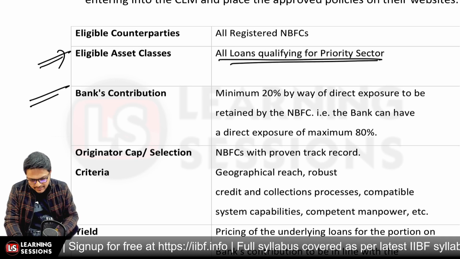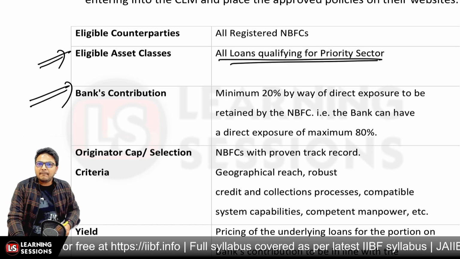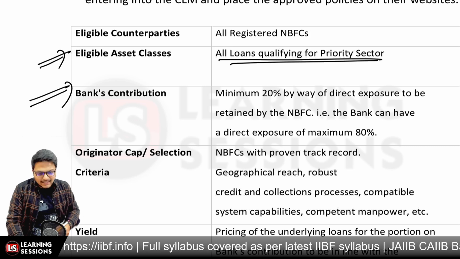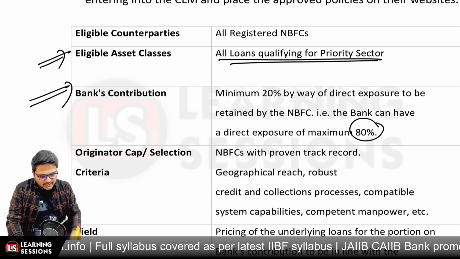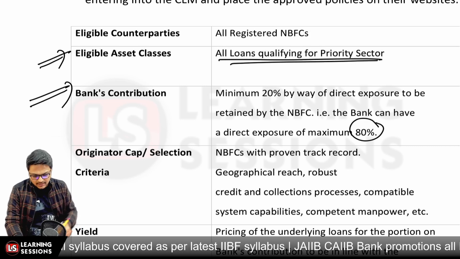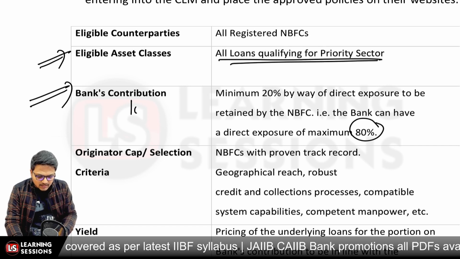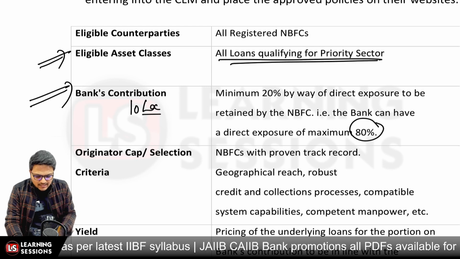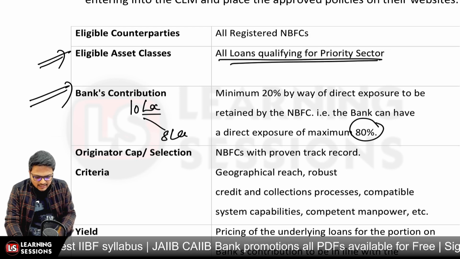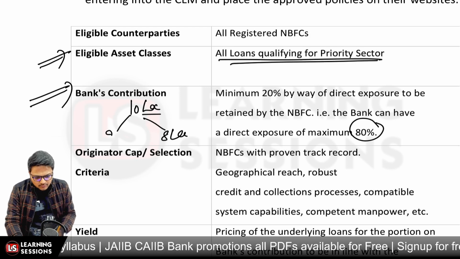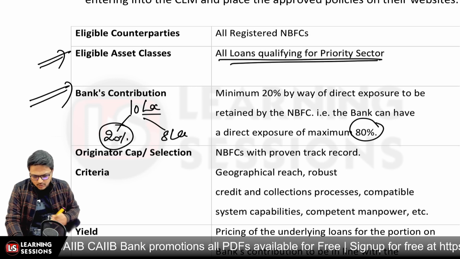Also, if we look at the bank's contribution, the bank's exposure can be maximum up to 80%. Let's say a loan of rupees 10 lakh is to be disbursed. In that scenario, the bank's exposure can be maximum up to 8 lakh rupees, and the NBFC's exposure should be a minimum of 20%.